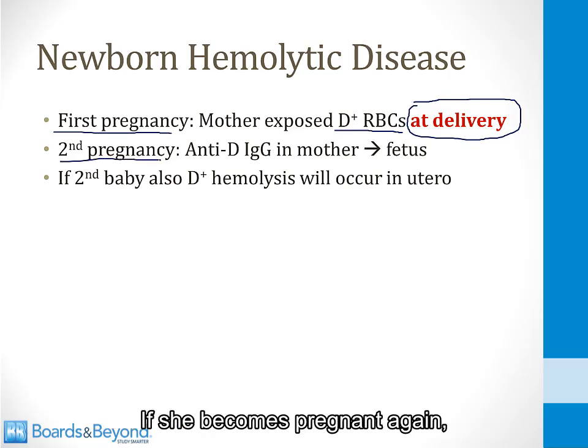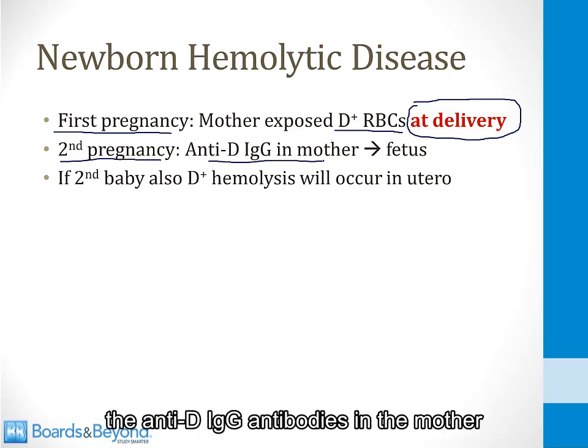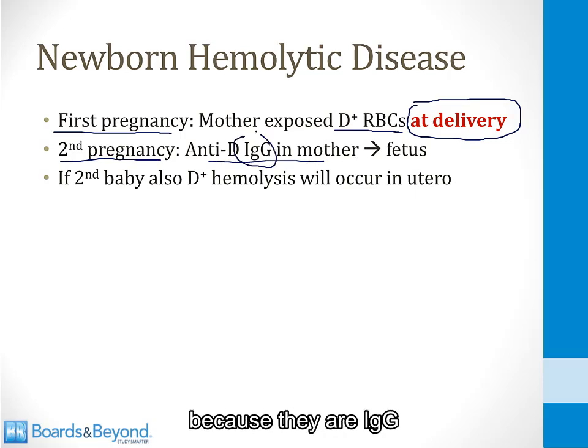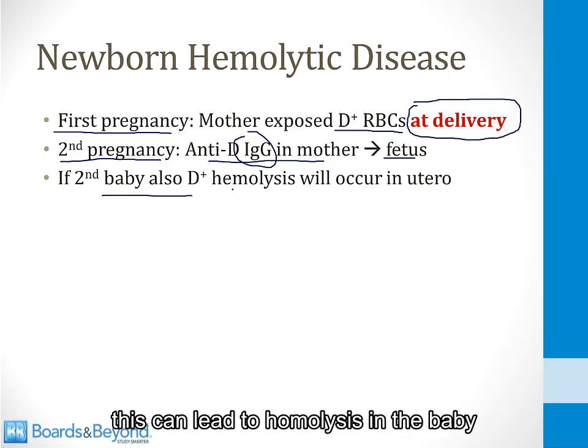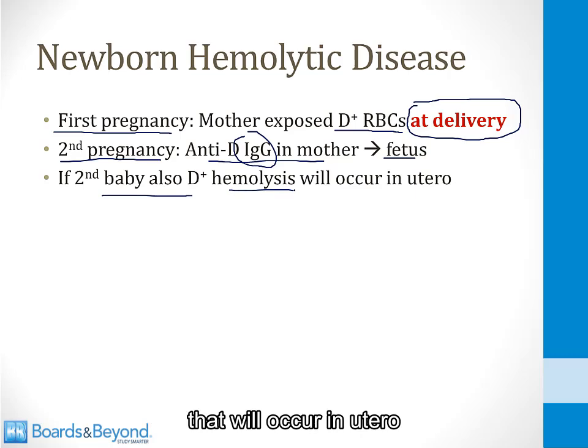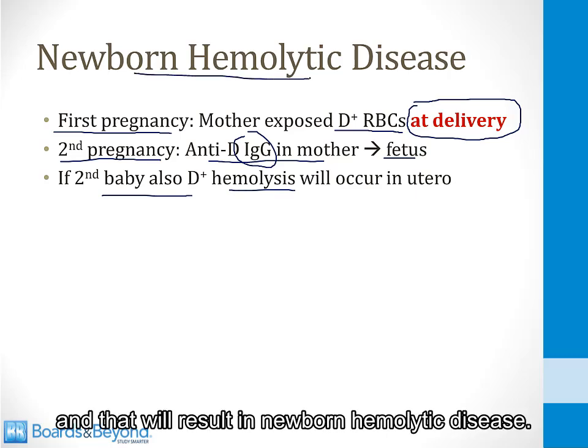If she becomes pregnant again, the anti-D IgG antibodies in the mother can cross the placenta because they are IgG and go to the fetus. If the second baby is also D positive, this can lead to hemolysis in the baby that will occur in utero, and that will result in newborn hemolytic disease.